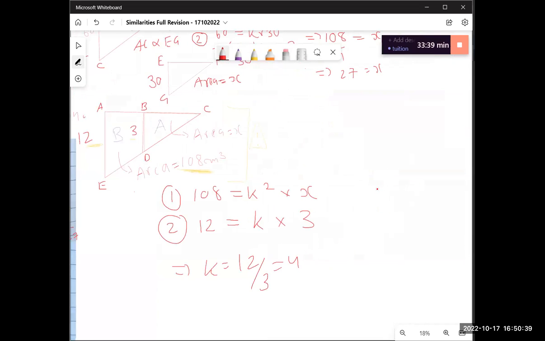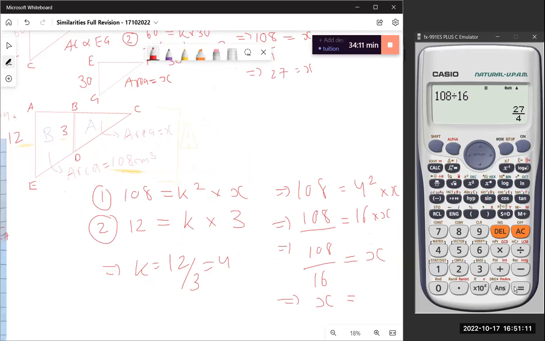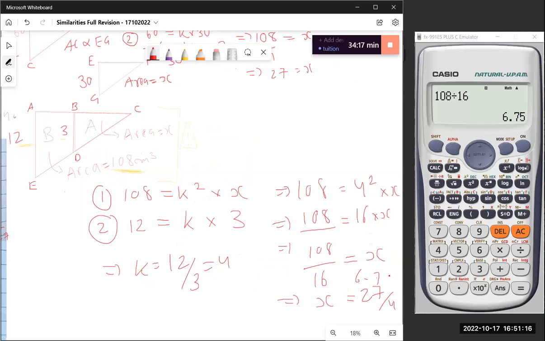Any doubts? Now we can directly find K, which is 12 over 3, which is 4. Therefore, 108 equals 4 square into X. Therefore, what is X? Quick, tell me. 108 divided by 4 square, which is 16. Not 8, 16. Do it on the calculator: 108 divided by 16, which is 27 by 4 or 6.75. Any questions?